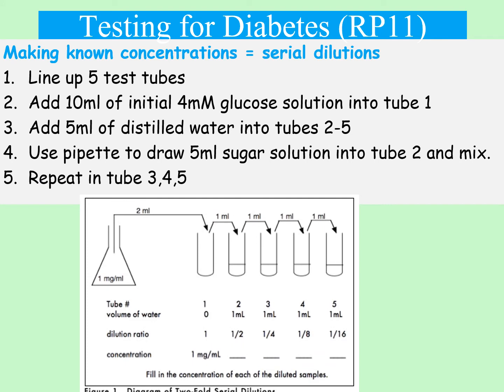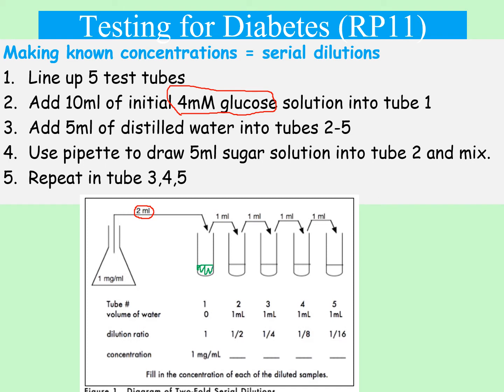Well, what you need to do first of all is set up a serial dilution of known concentrations. If we're going to test an unknown concentration, we need to be able to compare it to known concentrations to start off with. So in this case we want a 4 millimolar glucose solution. You would take that solution, and in this example they've said 2 milliliters, which isn't a lot, but we'll use these numbers. So they're saying add 2 milliliters of the glucose solution into this test tube. Imagine that green line represents 2 milliliters of glucose solution, and that is at 4 millimolar.